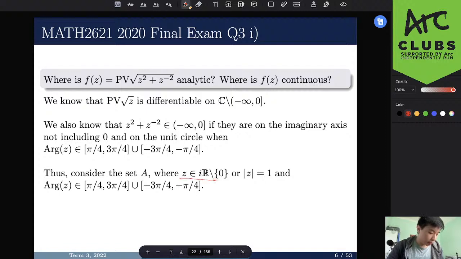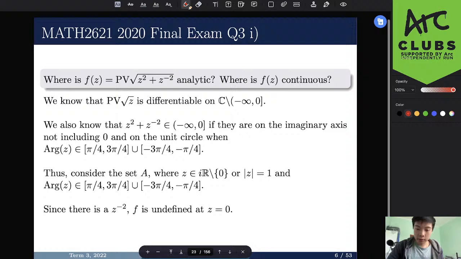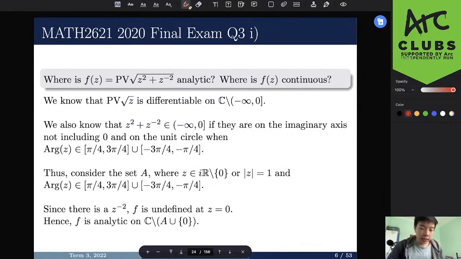So this just means all complex numbers which are on the imaginary axis, not including 0. And this means all complex numbers which are on the unit circle where their argument is in this range. So of course, as I mentioned before, we have a z to the minus 2, which means f is not defined at z equals 0. If it's not defined, it's not differentiable there. So what we can say is f is analytic everywhere except at A and at 0.